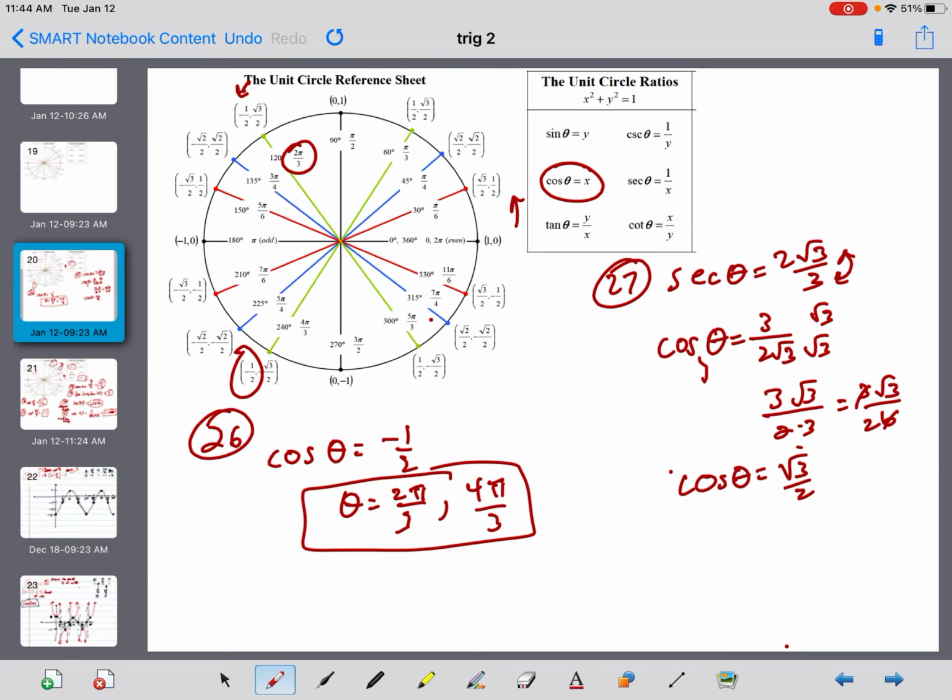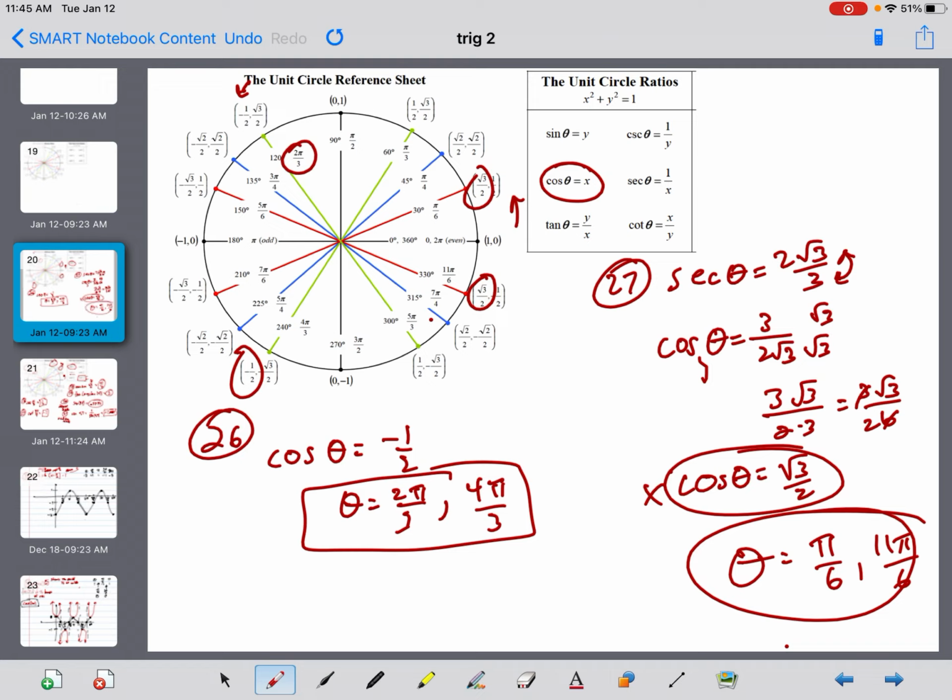So I'm looking at my x's again, because that's what secant is. It's the inverse of cosine, or it's the reciprocal of cosine. So I'm looking at my x values for square root of 3 over 2. Right there. Boom. Hit one right away. Pi over 6. And square root of 3 over 2 again. It's right here. 11 pi over 6. All right. That's number 27.